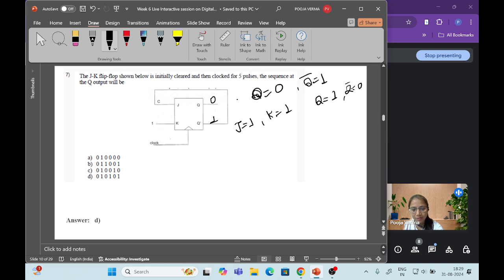Now Q dash will be 0, then J is equal to 0 and K is always set to 1. Then what will be the value of Q? J is 0 and K is 1. Q is 0. Yeah, 0. And Q dash will be 1. Now again Q dash is 1, then J is equal to 1 and K is equal to 1, right? Now this time what will be the output?